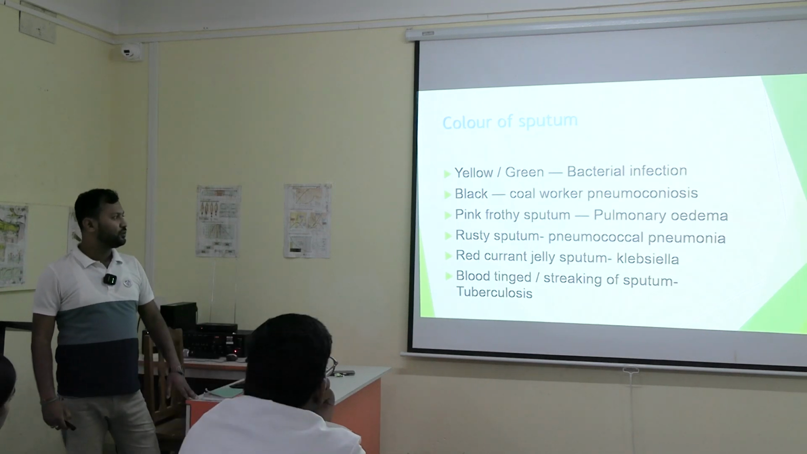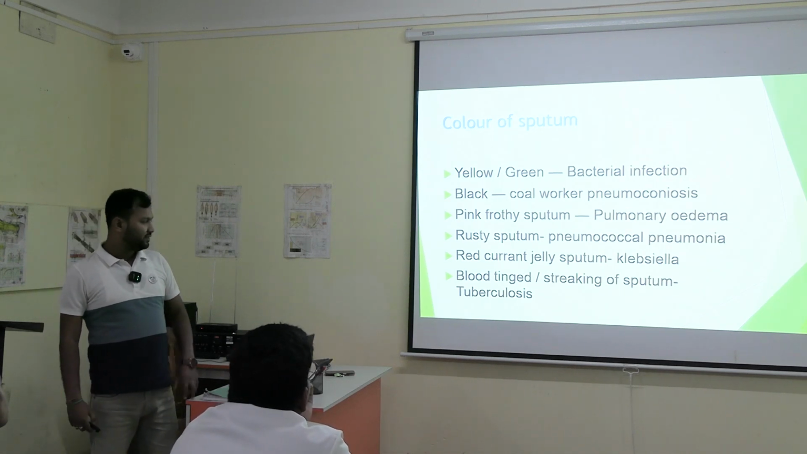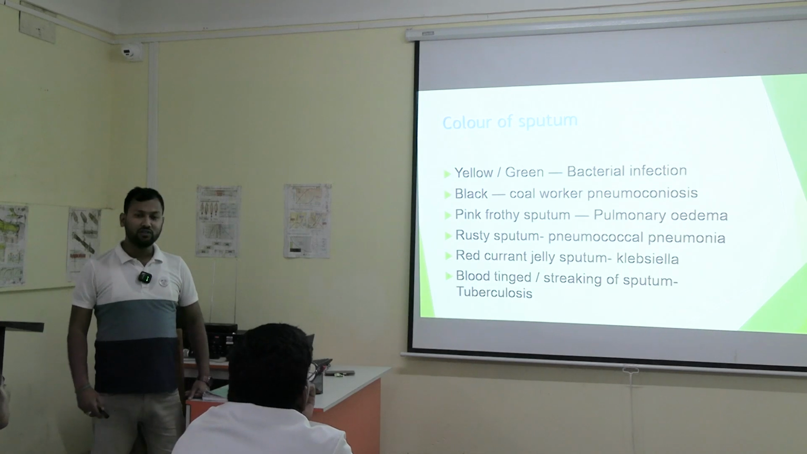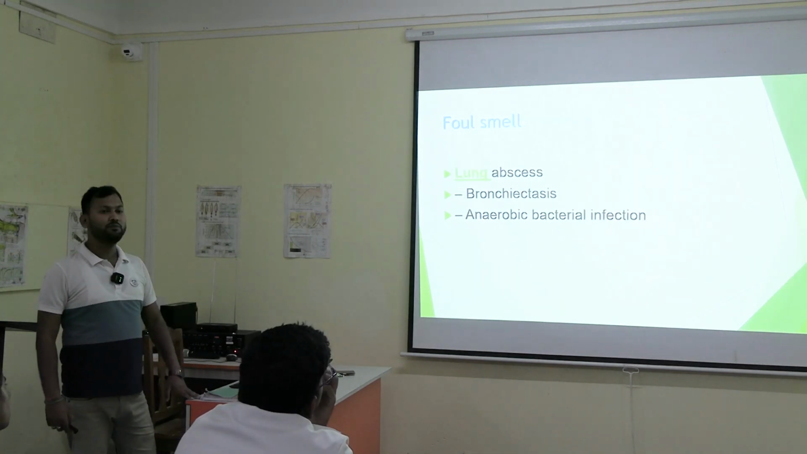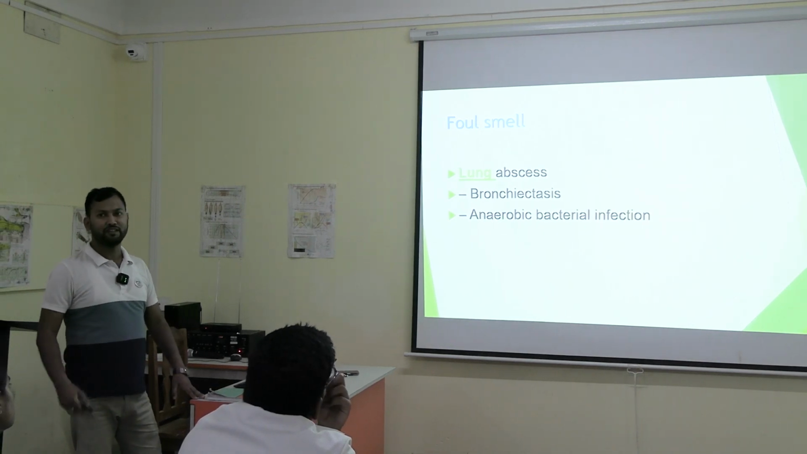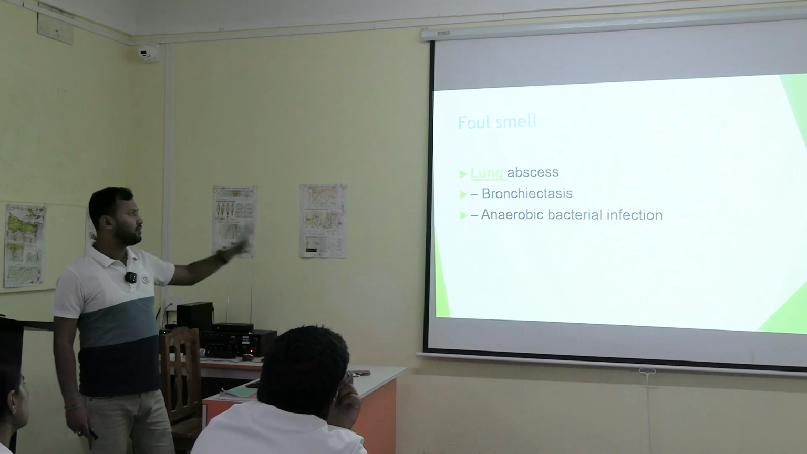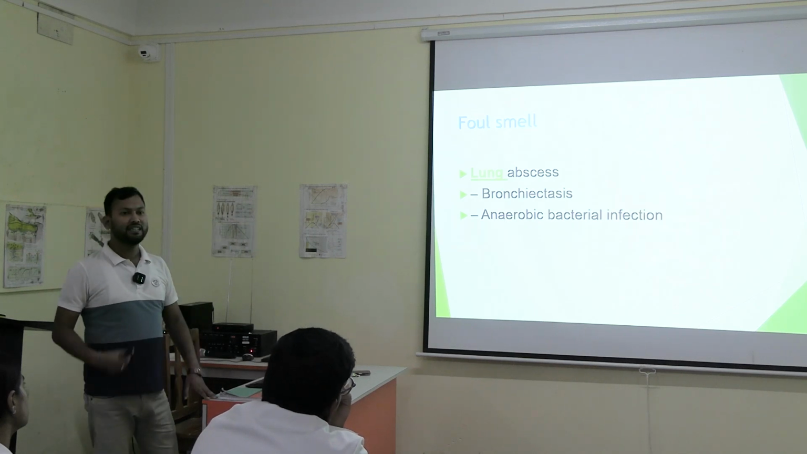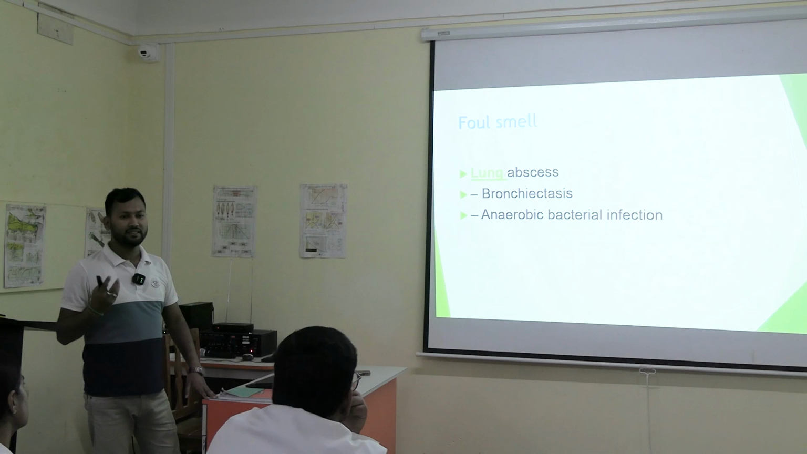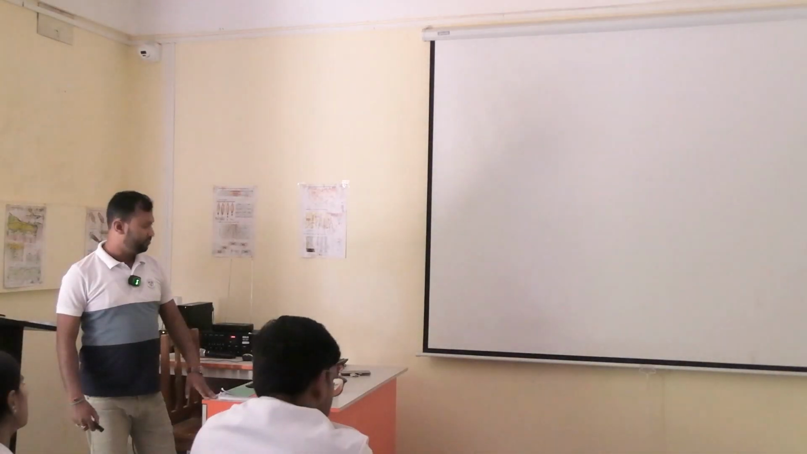Then red currant jelly sputum. It is caused due to Klebsiella. Blood tinged sputum may be caused due to tuberculosis. Then the sputum may or may not have a foul smell. Sometimes the sputum might have a foul smell, sometimes not. If the sputum has a foul smell, these are some of the causes, like lung abscess. There is infection, there is formation of abscess in the lungs, so that is causing the foul smell. There may be bronchiectasis. There may be anaerobic bacterial infection.